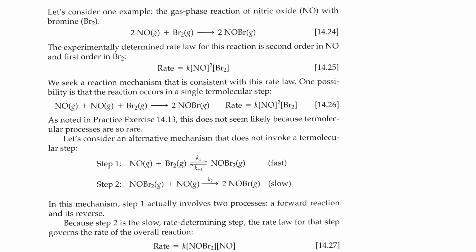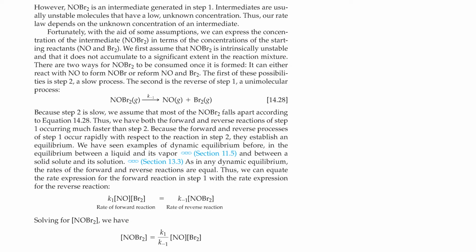In this mechanism, step 1 actually involves two processes, a forward reaction and its reverse. Because step 2 is the slow, rate-determining step, the rate law for that step governs the rate of the overall reaction. The rate equals k times the concentration of NOBr2 times the concentration of nitric oxide. However, NOBr2 is an intermediate generated in step 1. Intermediates are usually unstable molecules that have low, unknown concentration. Thus, our rate law depends on the unknown concentration of an intermediate.